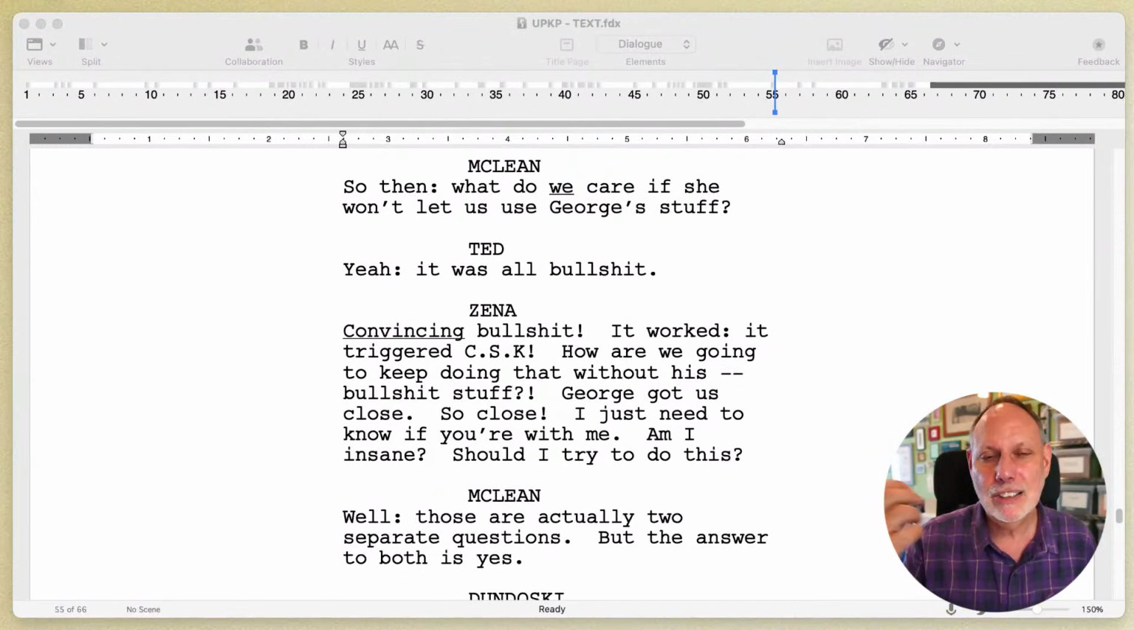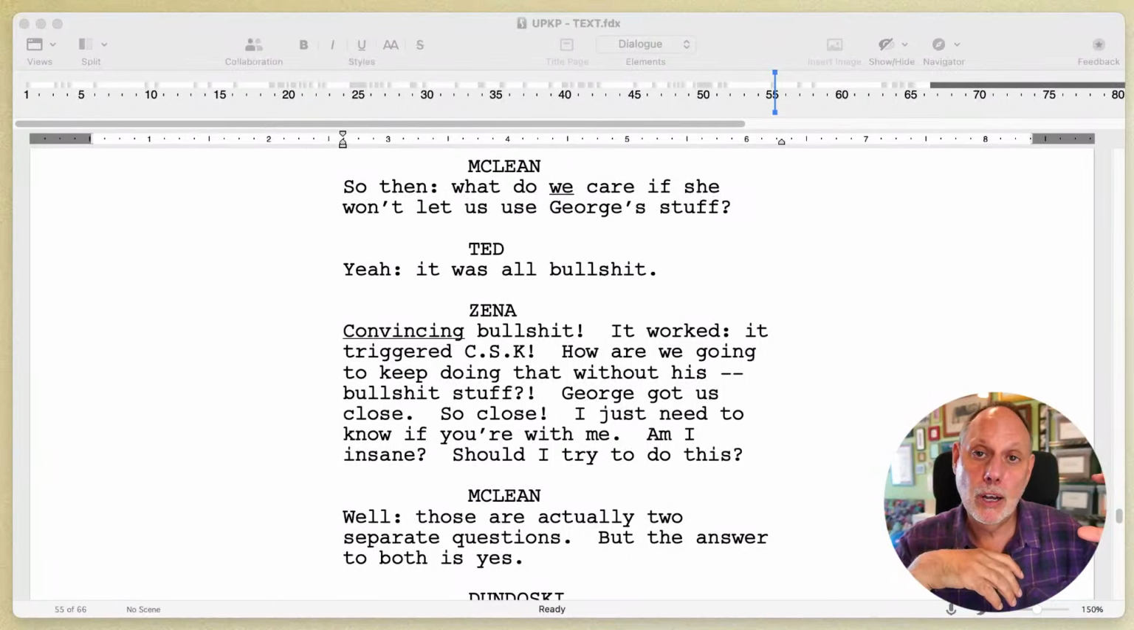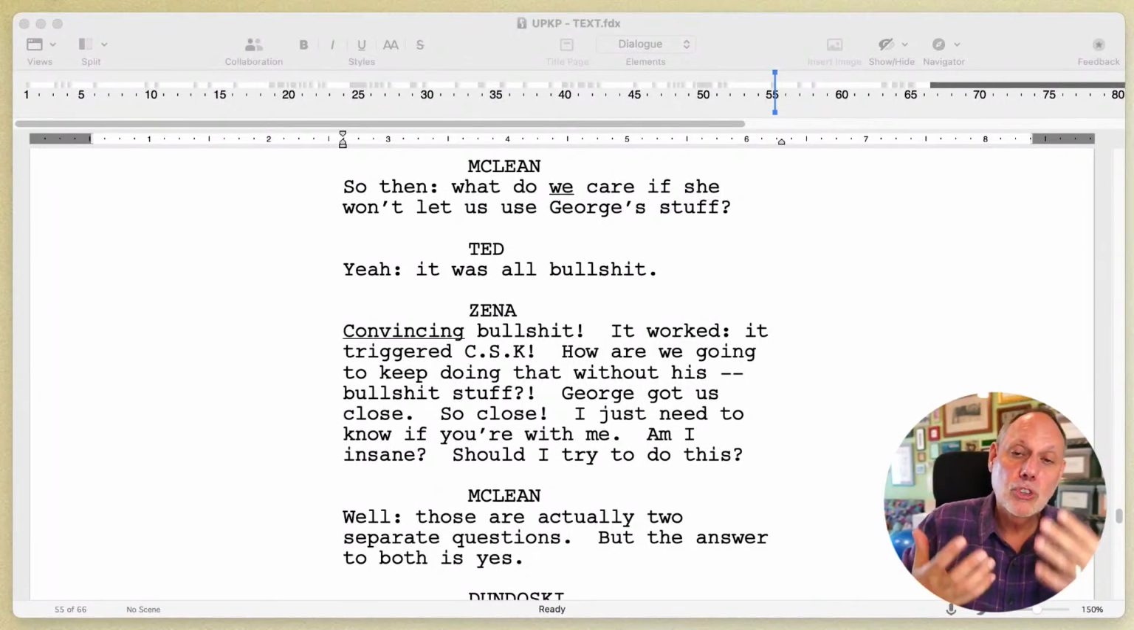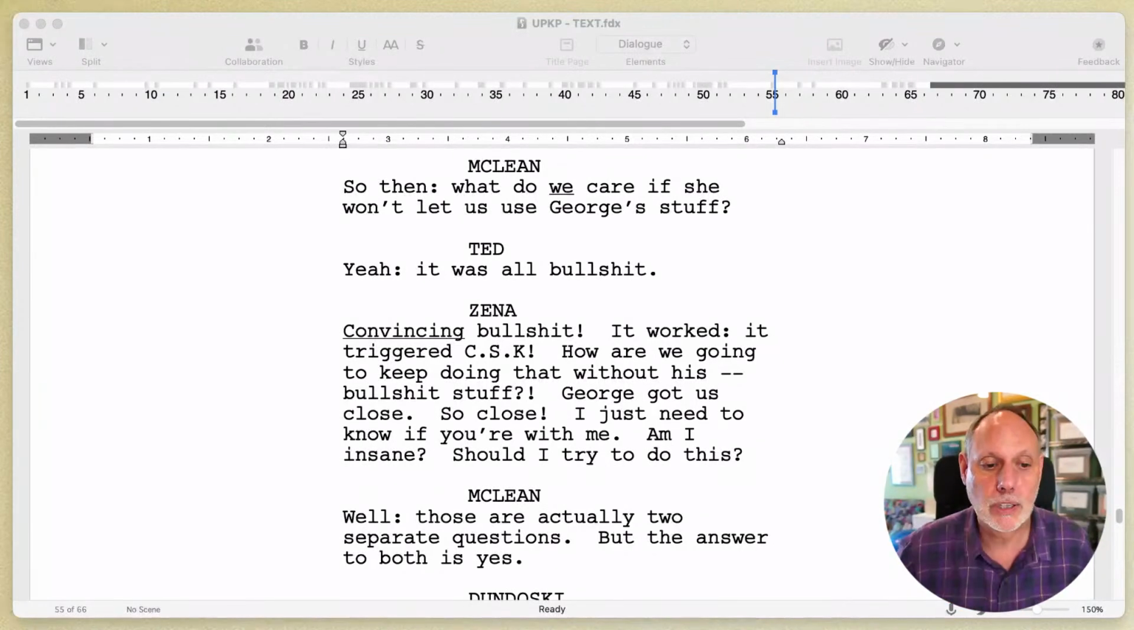Do they insult a lot of people? Or do they treat some people as if they're important, but other people like they're scum? Those are how you define a character with the dialogue.